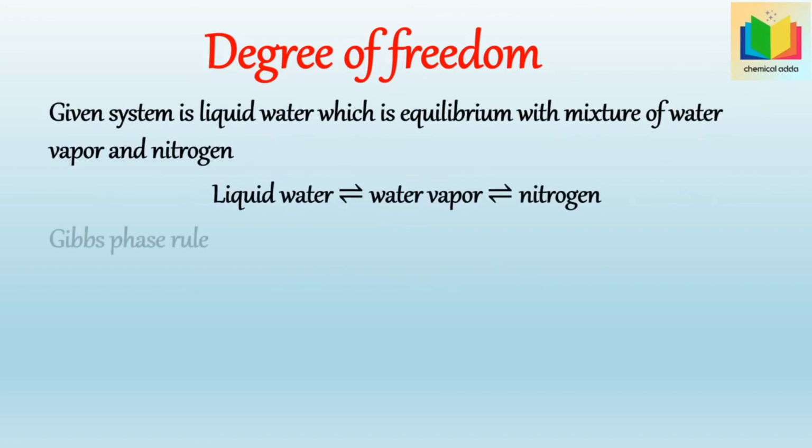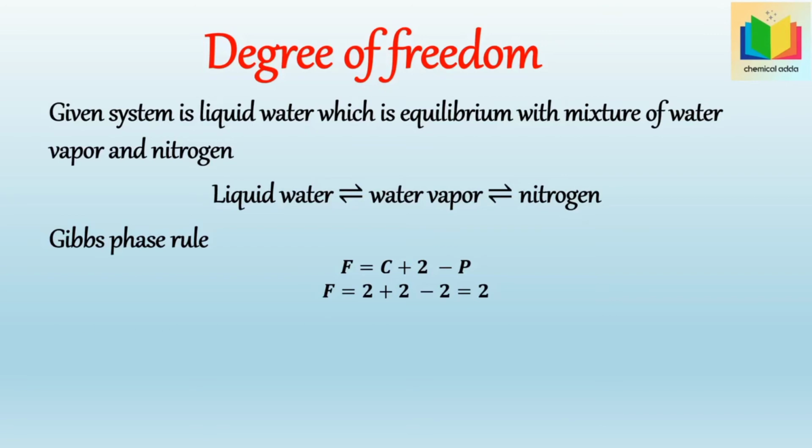So according to Gibbs phase rule, F is equal to C plus 2 minus P. In the given system, two components, that is water and nitrogen, are present. Hence C is equal to 2. And there exist two phases, which are liquid and vapor phases. Hence P is equal to 2. Hence we get F is equal to 2 plus 2 minus 2, which is equal to 2.